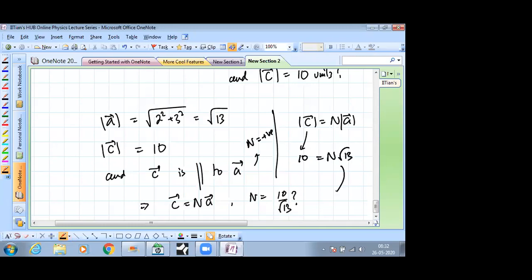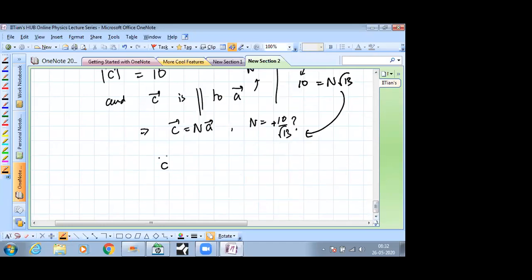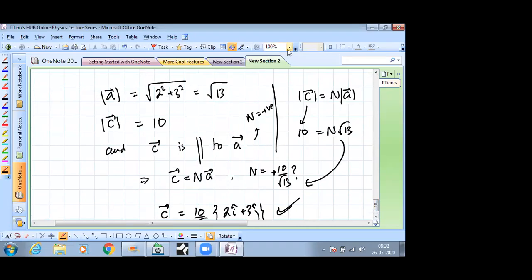So that is now telling me what? n should be positive. So in this case, the vector C will just become 10 by root 13 times the vector A, which was 2i cap plus 3j cap. This becomes the answer. So just understand this small method first, then we'll come back to the question.